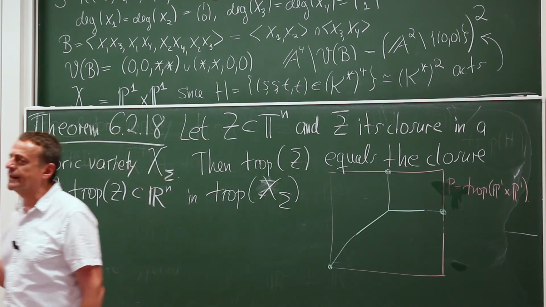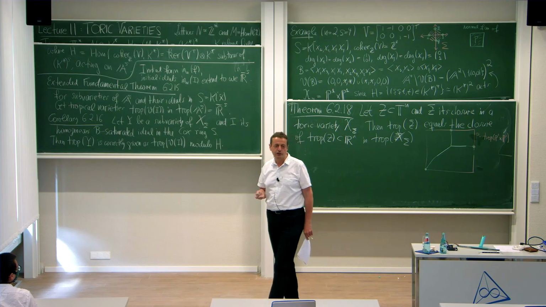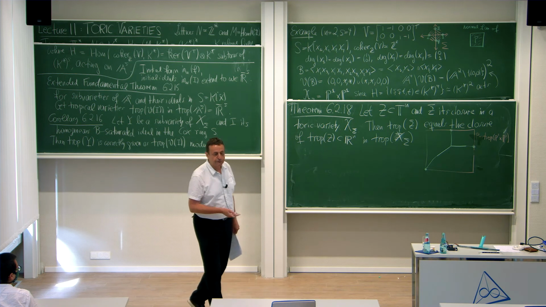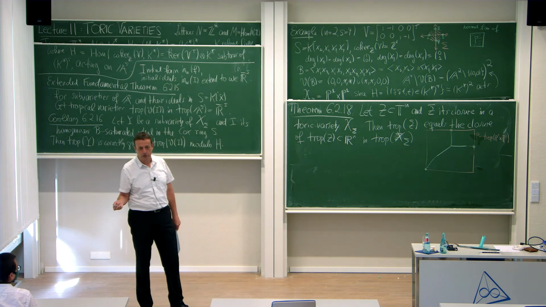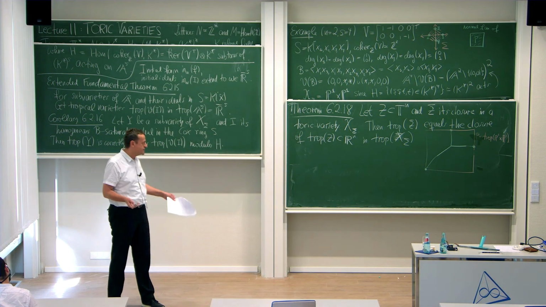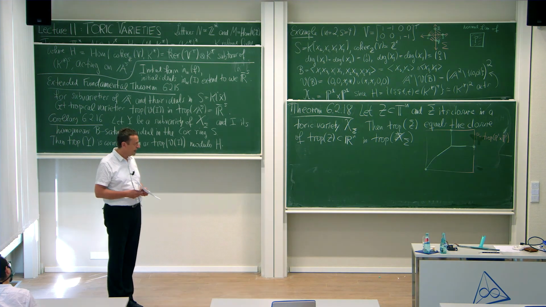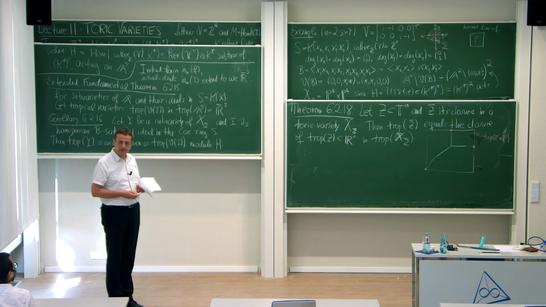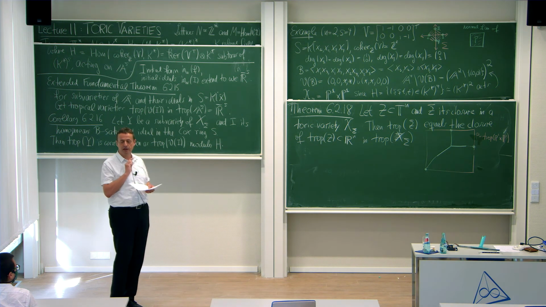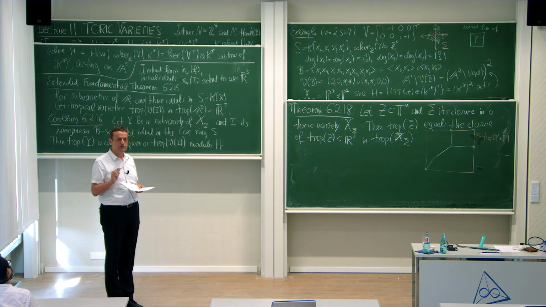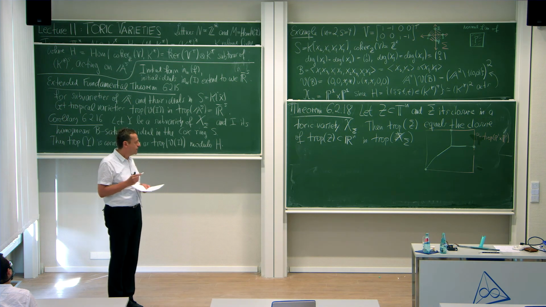Doesn't look very dramatic, right? It's a three-point compactification of a straight line, right? The green thing is the familiar straight line, the very first variety we saw at the beginning of this course, and there's an obvious three-point compactification. But this theorem says this works for any subvariety, any very affine variety in a torus over any valued field.